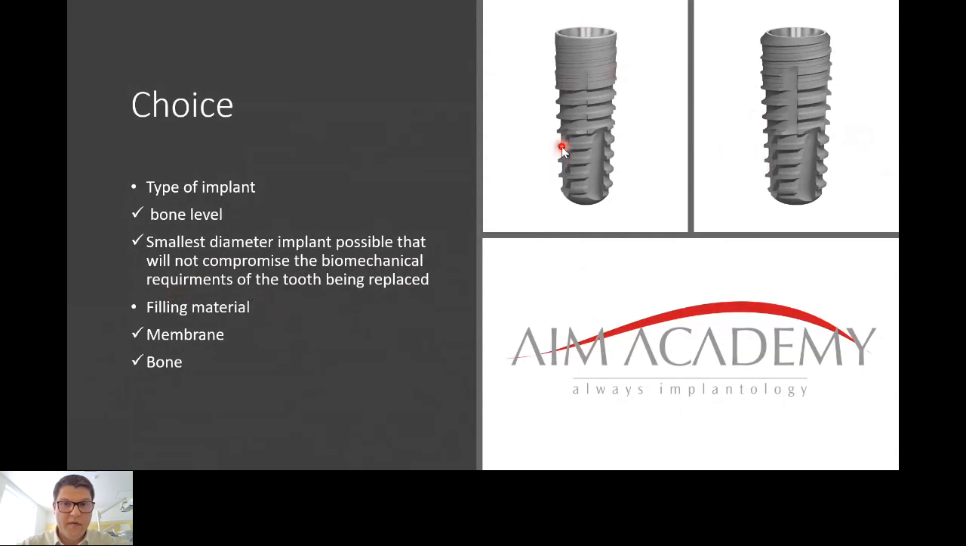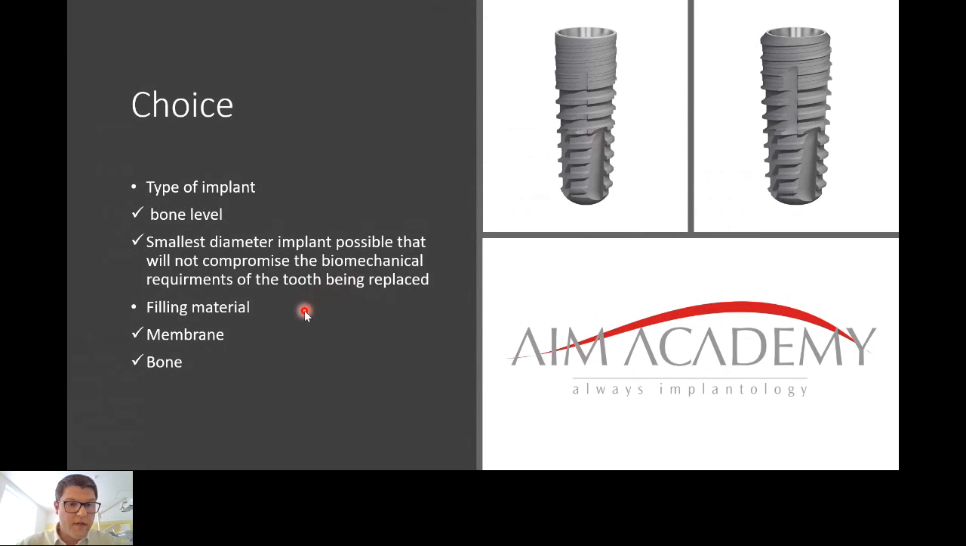Usually these 2 types of implants, 3.7 or 4 millimeters, because with those types of implants, I already have good primary stability. The resistance of the implants is okay, but I also have sufficient space around the implants in order to permit the bone to heal properly. What type of filling material?